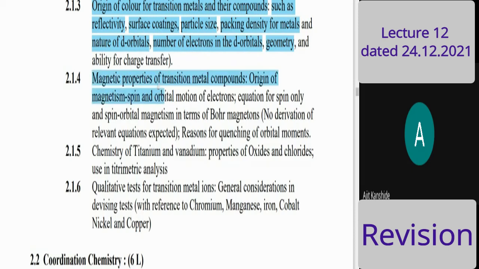2.1.4 magnetic properties of transition metal compounds. Actually, I told you magnetic substances are of three types. What are those three types? Diamagnetic, paramagnetic, and last, ferromagnetic. Diamagnetic materials are repelled from the magnetic field. Paramagnetic are weakly attracted, ferromagnetic strongly attracted. I told you the reasons for that, with examples, for those types of magnetic compounds.